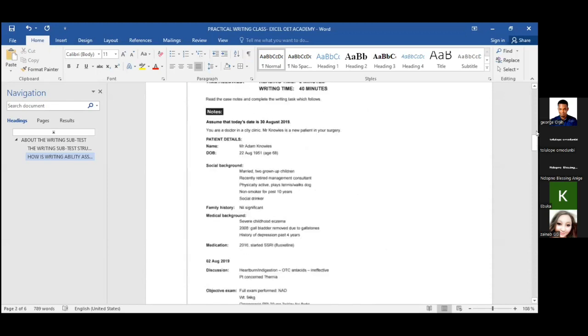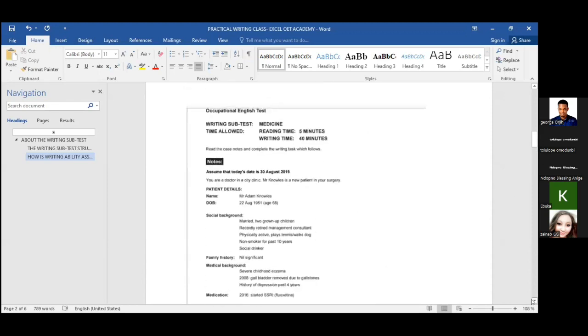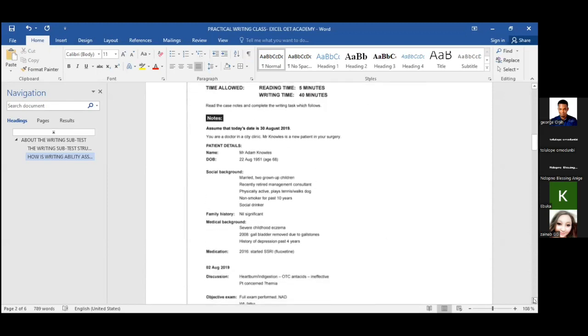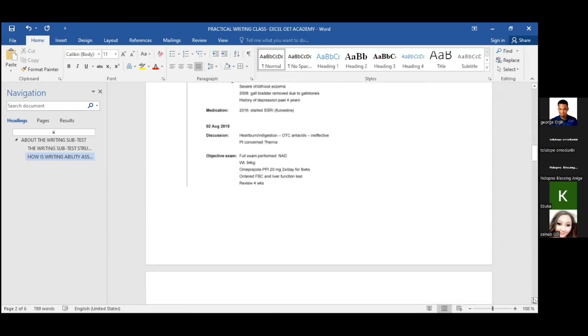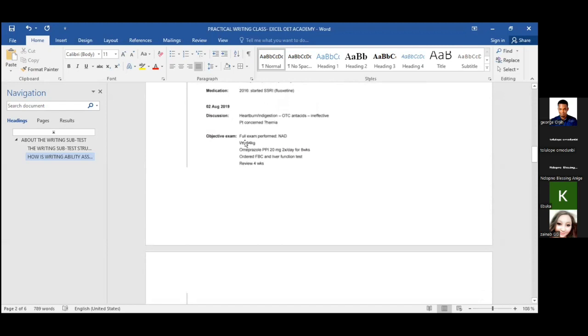Let's go up to today's visit, to the initial visit. Sorry. Now look at this initial visit. So this was the initial visit here. Can we see it? So in the initial visit, they said heartburn, indigestion. The patient took over-the-counter antacid. It did not work. It was ineffective.